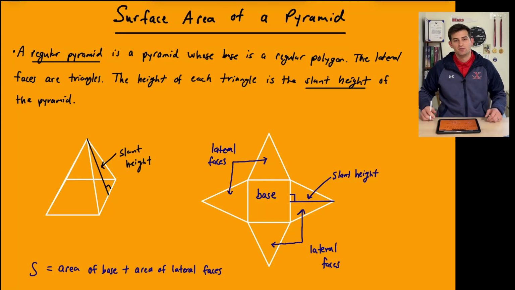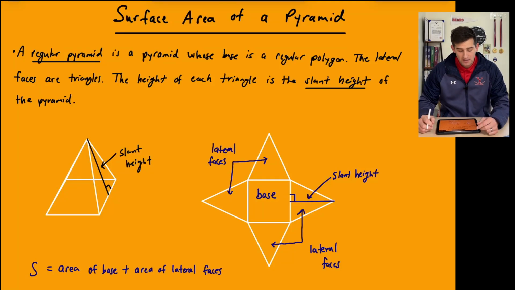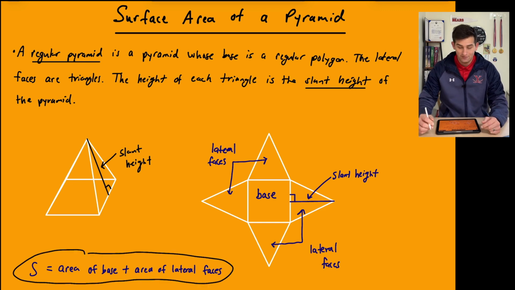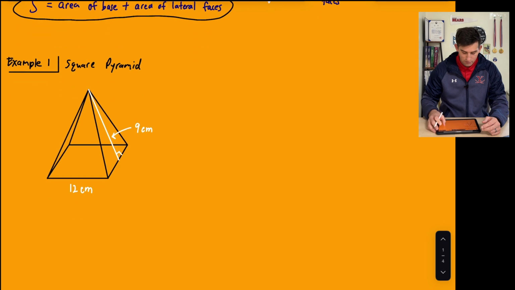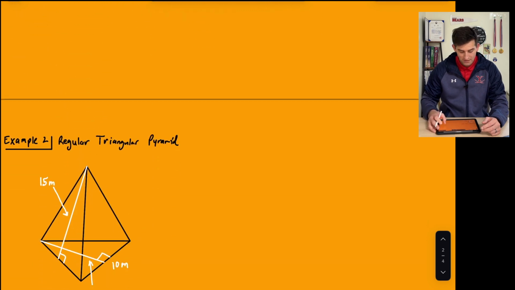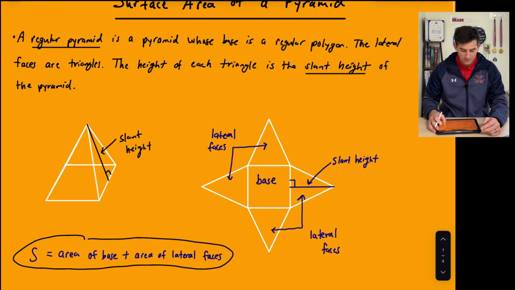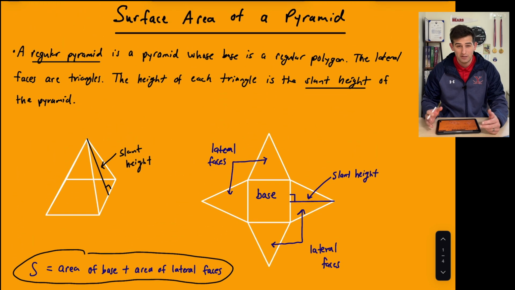Hello everyone, in this video we are going to talk about surface area of a pyramid. So what is surface area? Well, surface area, we see down here, is just the area of the base plus the area of the lateral faces. So we're actually going to look at this in two different shapes. One is going to be a square pyramid in example 1, and one is going to be a triangular pyramid in example 2. All right, so let's start with the definition first, what a regular pyramid is.